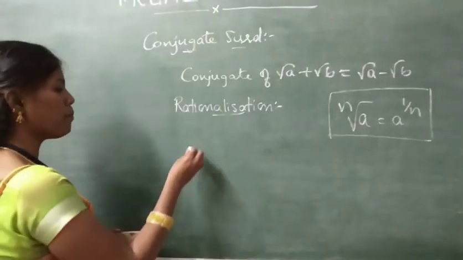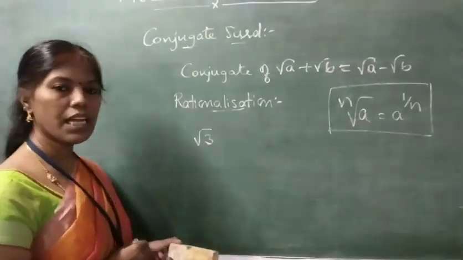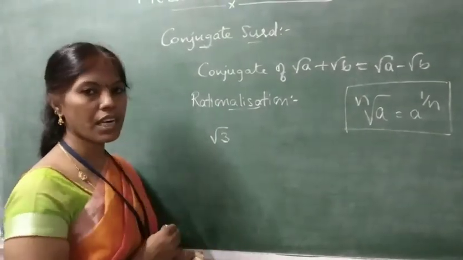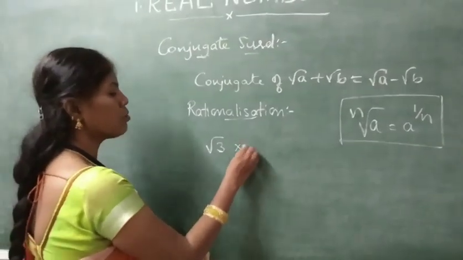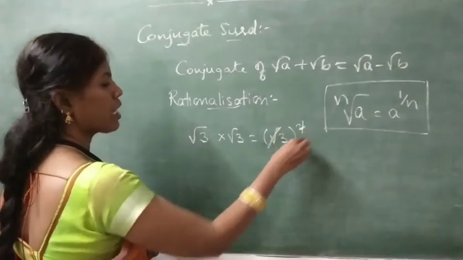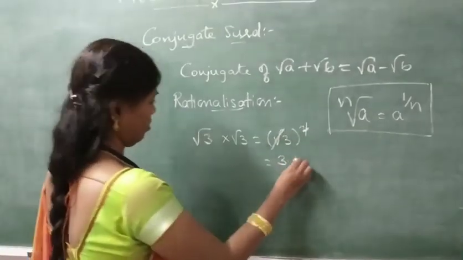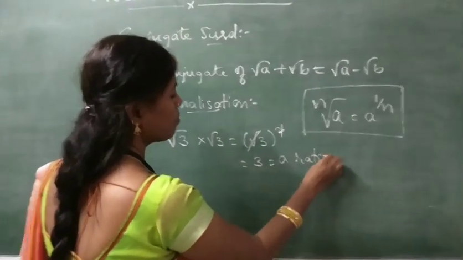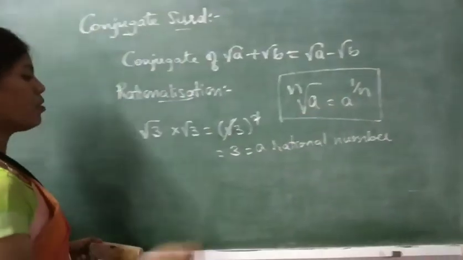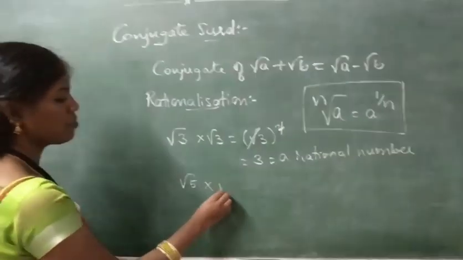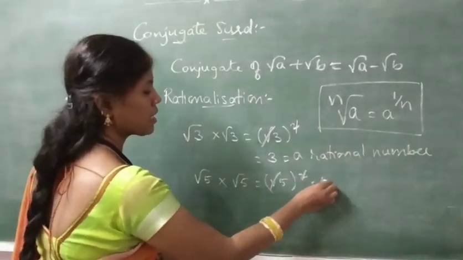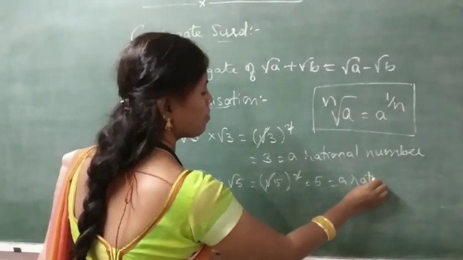Rationalization. For example, root 3 is an irrational number, so we will take another irrational number such that the product is a rational number. Root 3 into root 3 is root 3 whole square. The root and square cancel, and we get 3. 3 is a rational number. If I take root 5 into root 5, that is root 5 whole square. The root and square cancel, and 5 is a rational number.